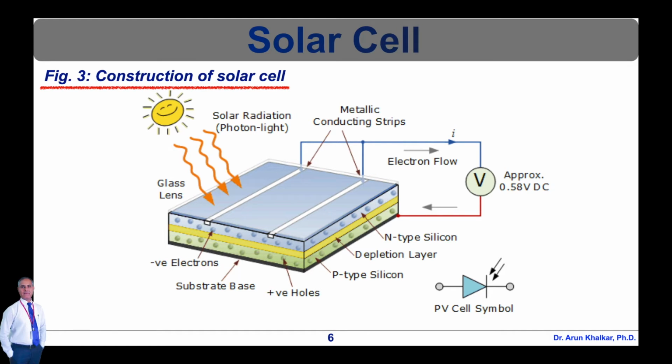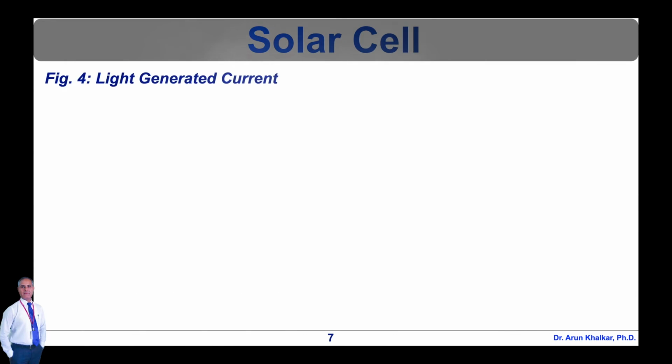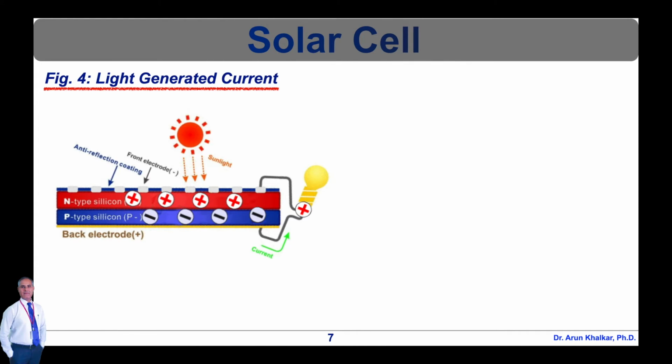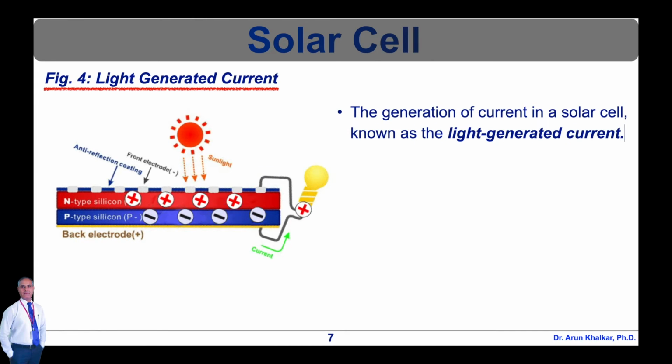To enhance the transmission of light into the material, an anti-reflection coating is given over the p-type layer. Now let's see the working mechanism of solar cell. First of all, light generated current. The generation of current in a solar cell, known as the light generated current, involves two key processes.